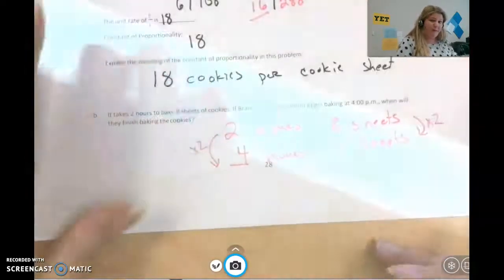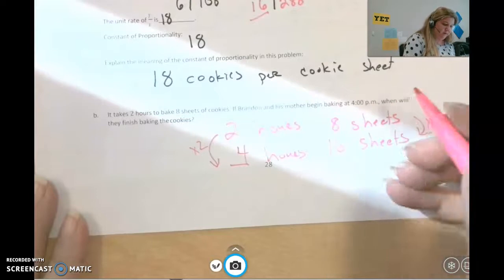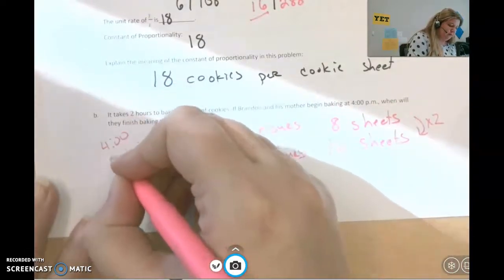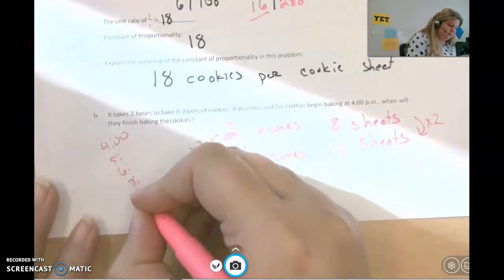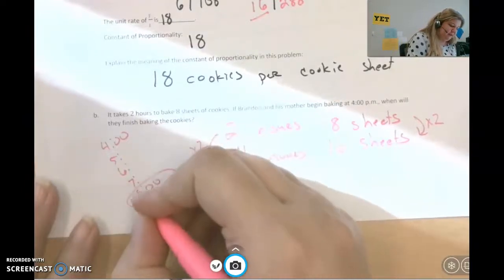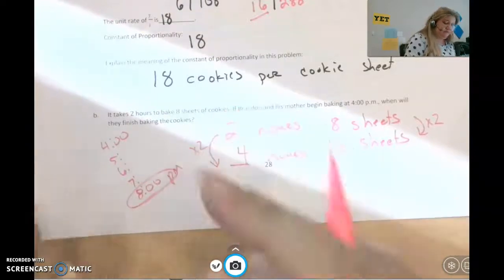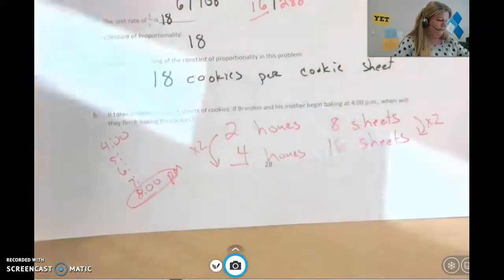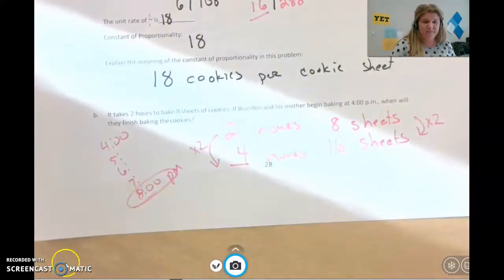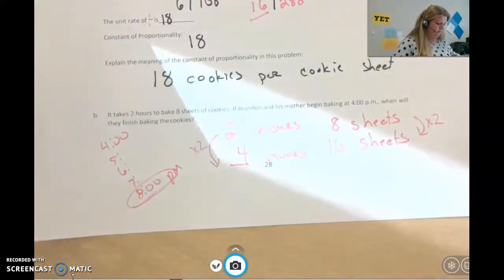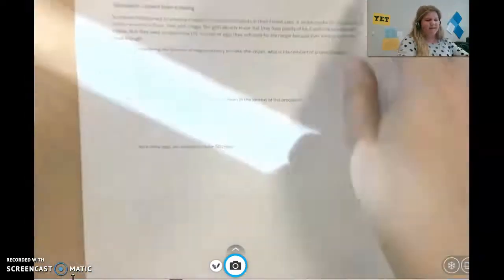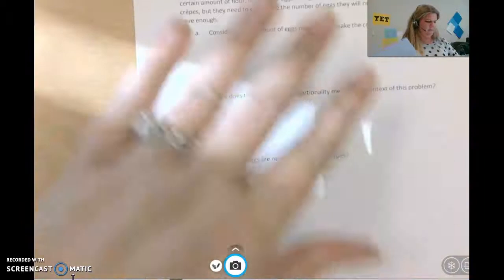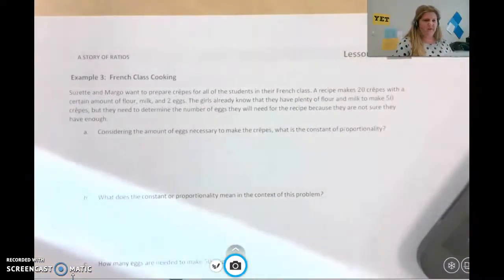So if I need 4 hours and I'm starting at 4 o'clock, when will they be done? 1 hour, 2 hours, 3 hours, 4 hours. It's going to be 8 o'clock p.m. before these cookies are done. And that's just the baking part. So, little buddy Brandon is in trouble there. Moving on to our next question. I liked that question. I can see a kid doing that to their mother. Maybe not this year. I want to share baked goods this year.